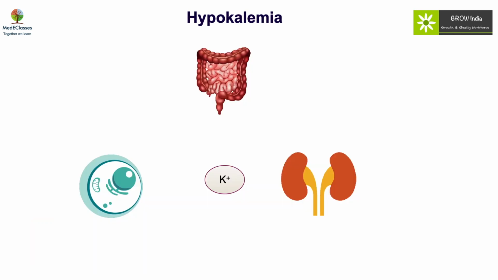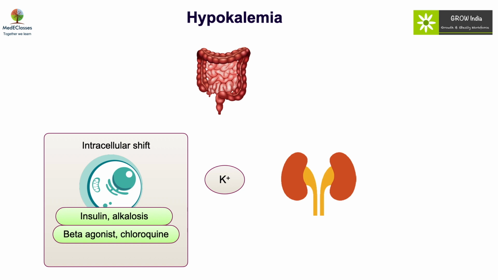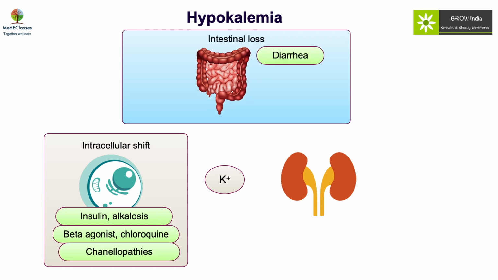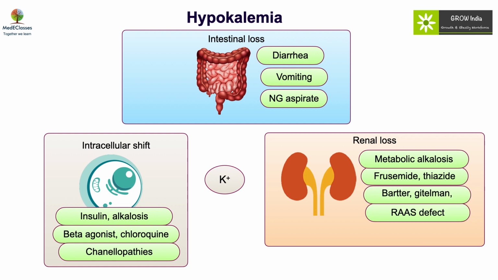Hypokalemia can theoretically be because of an intracellular shift of potassium because of insulin and alkalosis, and this may happen with treatment of DKA. This may happen with the refeeding syndrome where the insulin level goes up, with beta agonists, chloroquine and channelopathies. There could be intestinal loss because of diarrhea, vomiting, or NG aspiration, renal loss because of metabolic alkalosis per se, the use of diuretics, Bartter-Gitelman syndrome, and of course RAS defects, the RAS excess syndrome in which there will be hyperreninism.